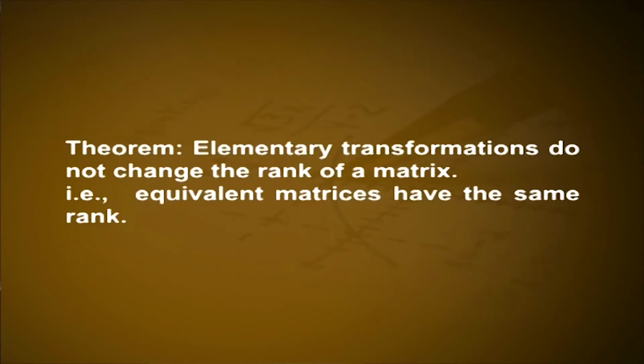Next theorem, elementary transformations do not change the rank of a matrix, that is, equivalent matrices have the same rank. Remark, through judicious choice of elementary transformation, it may be possible to transform the given matrix to another with a number of zero elements, so that one can detect a non-zero minor with higher order minors all zero.